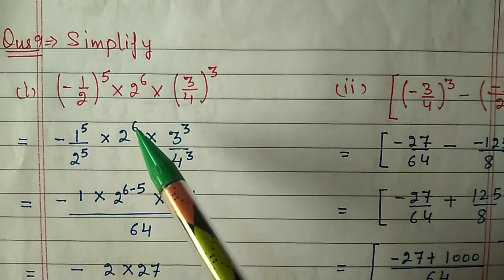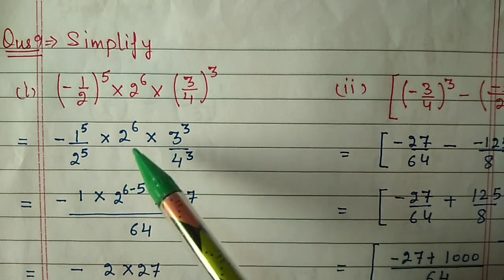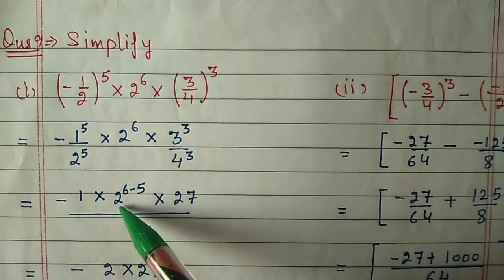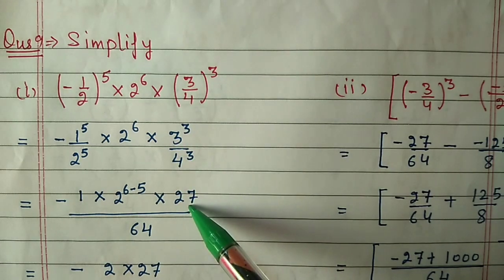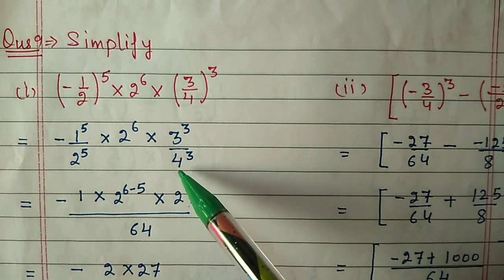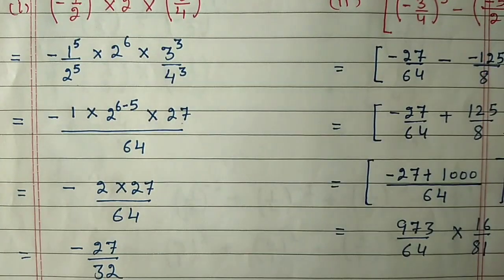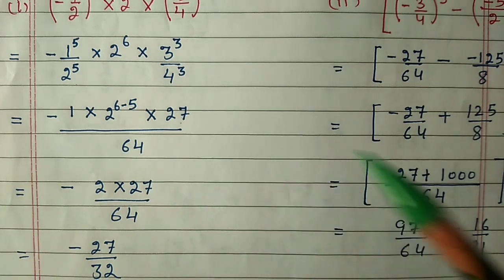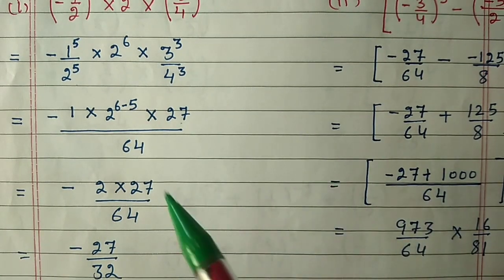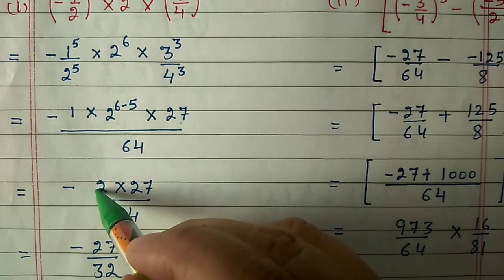So minus 1, then 1 to the power 5 is equal to 1. Here this 2 and this 2 is in division, so power we have to subtract, 2 to the power 6 minus 5. 3 to the power 3 we can write 27, 3 into 3 into 3. 4 to the power 3 we can write as 64, 4 into 4 into 4. Then 2 to the power will become 1, 6 minus 5, 1. Multiply by 27 divided by 64. So your answer will be minus 27 by 32. With this 2 you can cancel this 64.